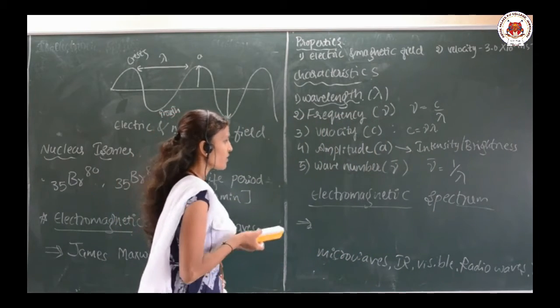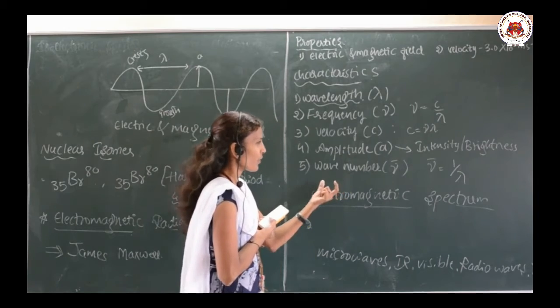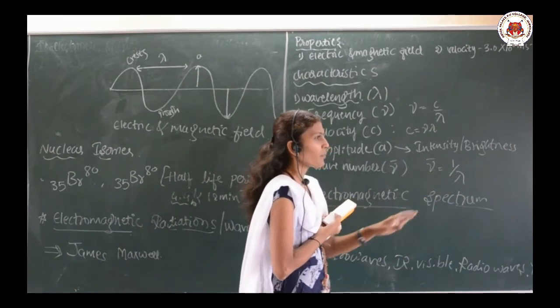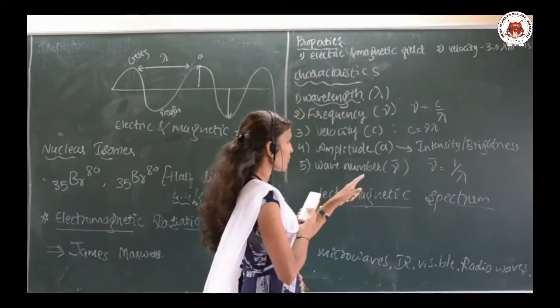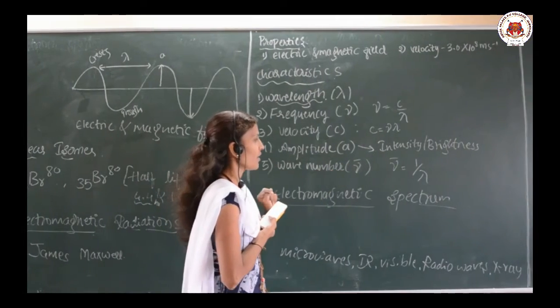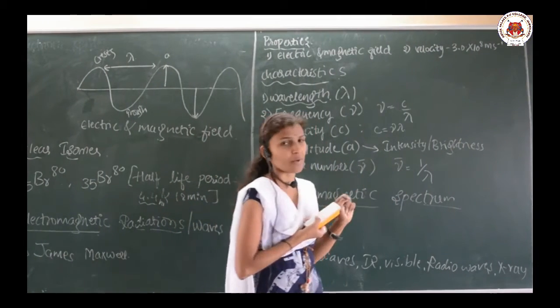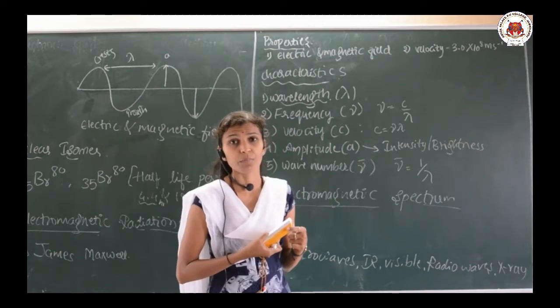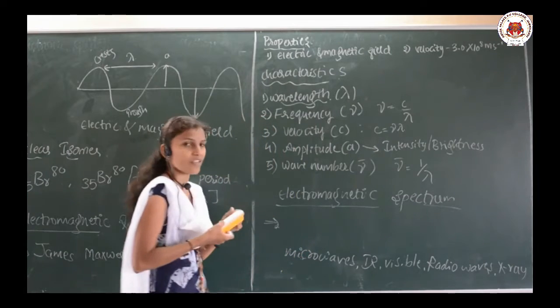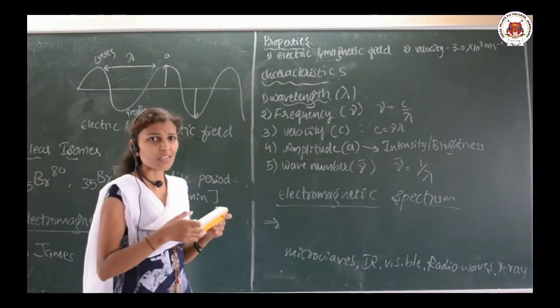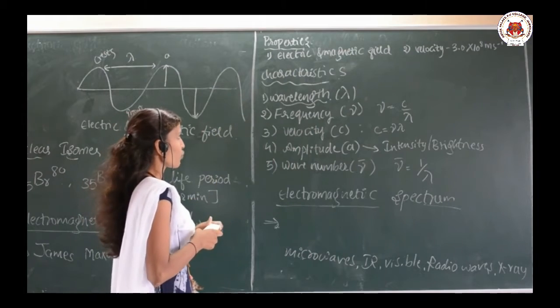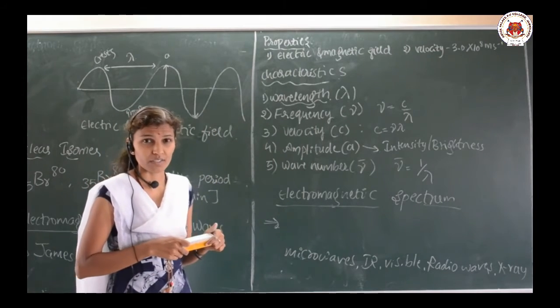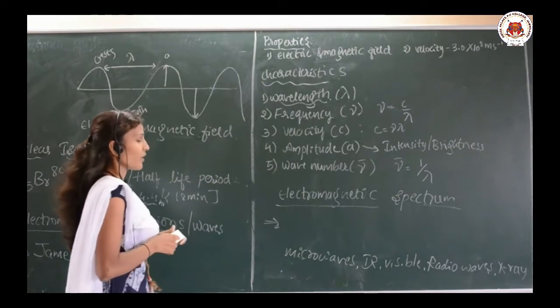And the last one is wave number. Wave number is the number of wavelengths per centimeter. Wave number is indicated by nu bar, and nu bar is equal to 1 by lambda. The number of wavelengths per centimeter is called wave number. So all these are the characteristics of the electromagnetic radiations or electromagnetic waves.